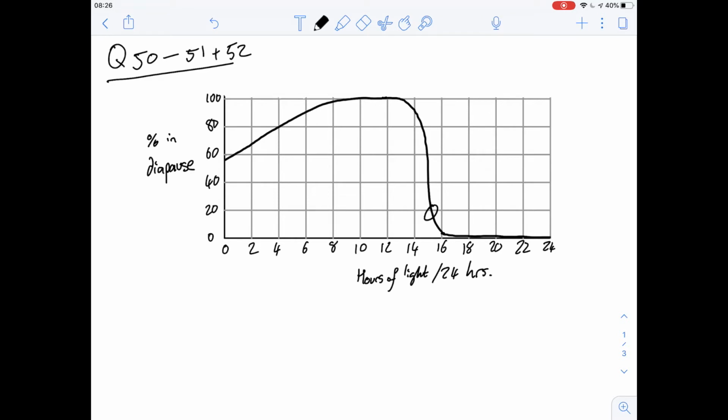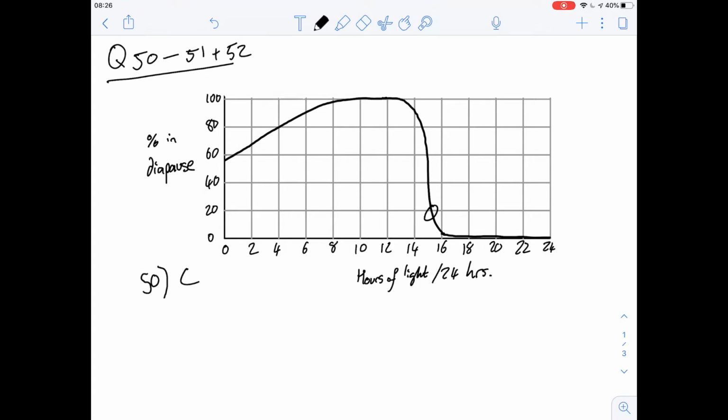So out of the 3 or 4 options we've got here, there's only one that sort of falls within the range where that value would be, and that's between 14.5 and 15.5 hours daily. And so that means that the answer for number 50 is going to be C.